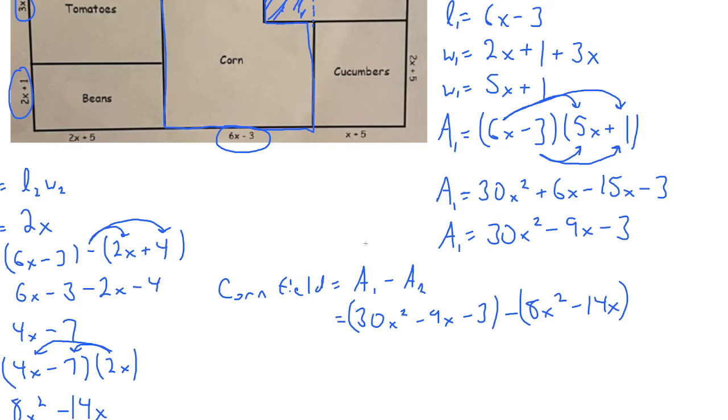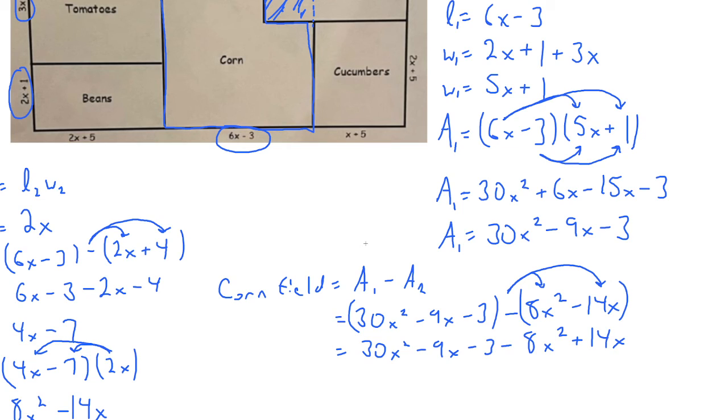Just like before, we have a negative sign in front of this expression right here, so we need to distribute the negative to both of these terms. Essentially, just change the signs of both of those. So this will give you 30x squared minus 9x minus 3. And then the negatives get distributed to both of these. This becomes negative 8x squared. And then two negatives give you a positive 14x.